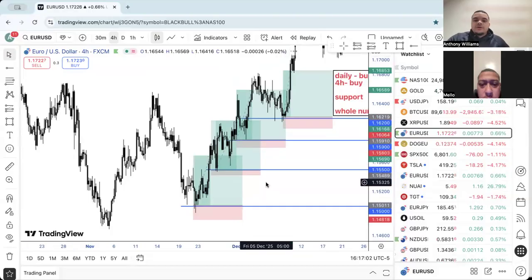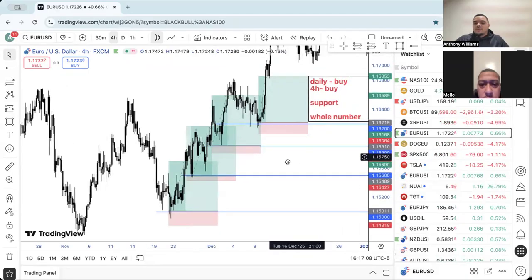What questions do you have for this buy setup? And then I'll show you a sell setup, but I just want to know the questions you have for the buy.